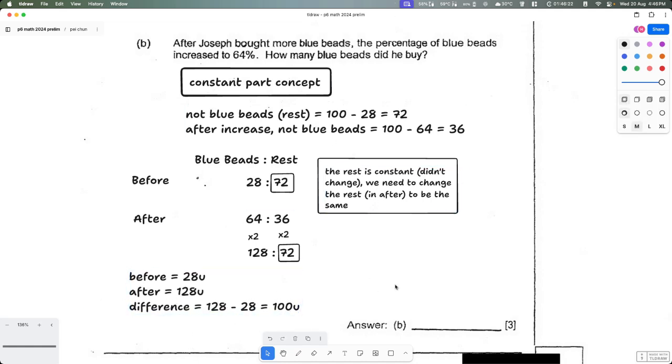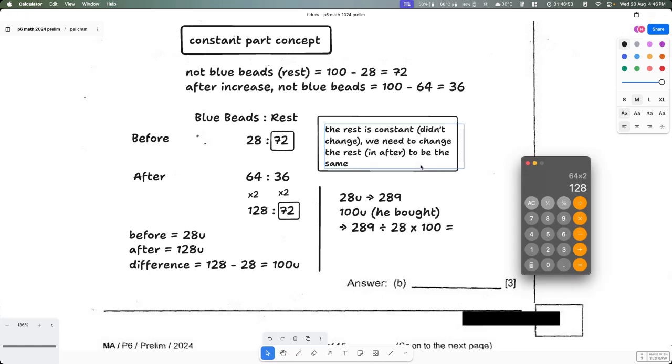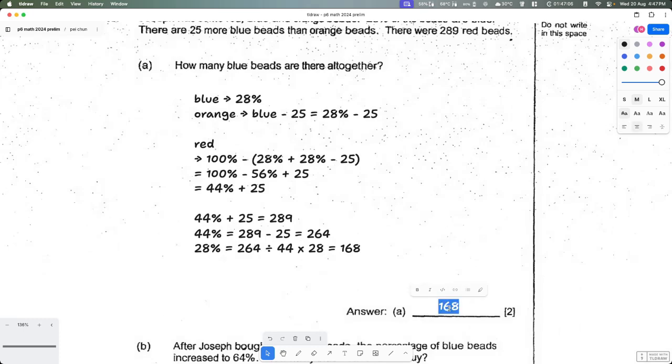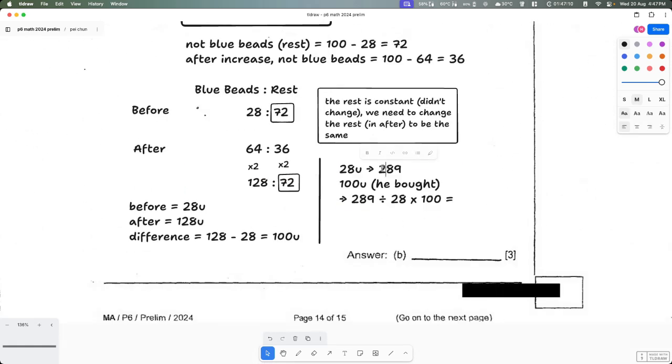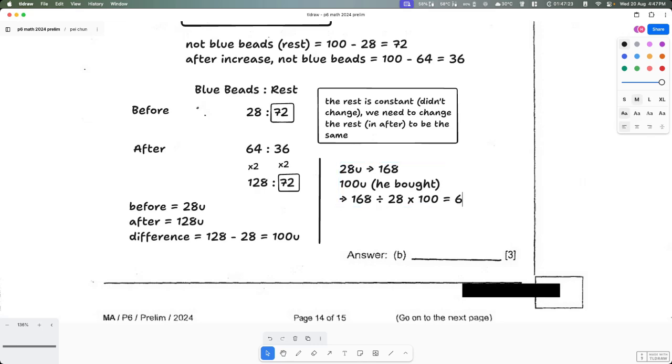So how many blue beads did he buy? So let me just create another line over here. So we know that 28 units is 289. Wait, sorry. Let me double check again. Sorry, 168 is how many blue beads. So it's not 289, it's 168. Okay, the blue beads, right? So 28 units is 168, so 100 units, which is what he bought, is equal to 168 divided by 28 multiplied by 100. Okay, this is 600. Okay, there you go. So that's the answer, 600.